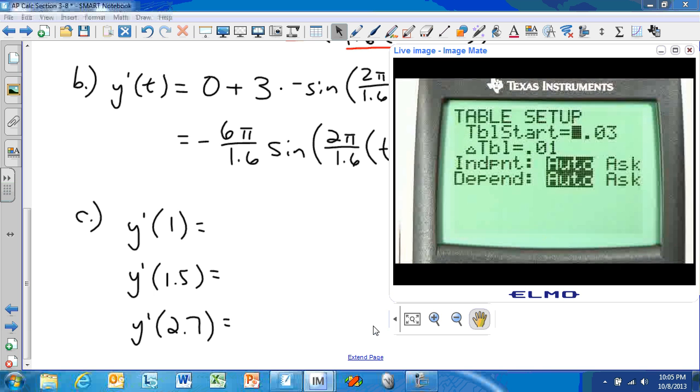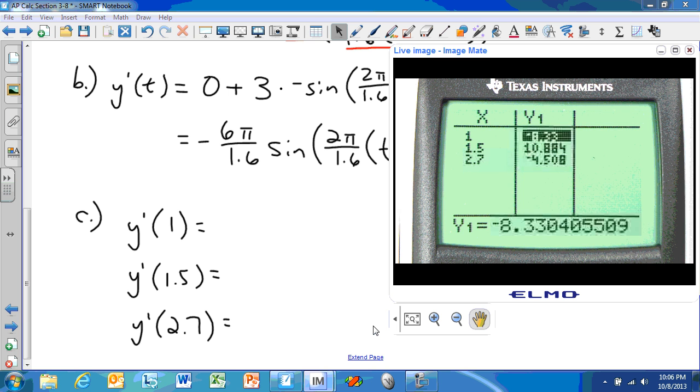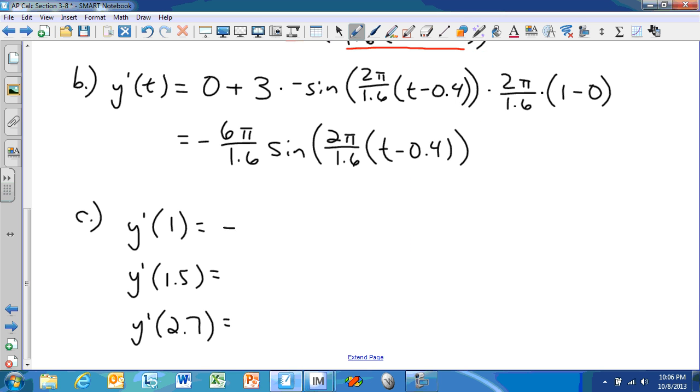Let's go to our table. I'm just going to put this into ask mode so I can just type in the values that I want. So I've got 1, 1.5, and 2.7. And so here are the 3 values we end up with. So at 1, we end up with a negative 8.330. At 1.5, it turns out to be 10.884.